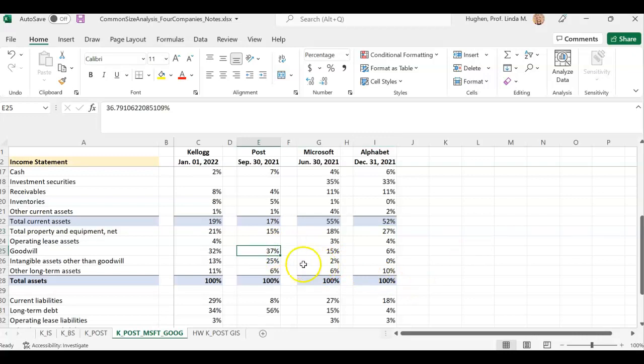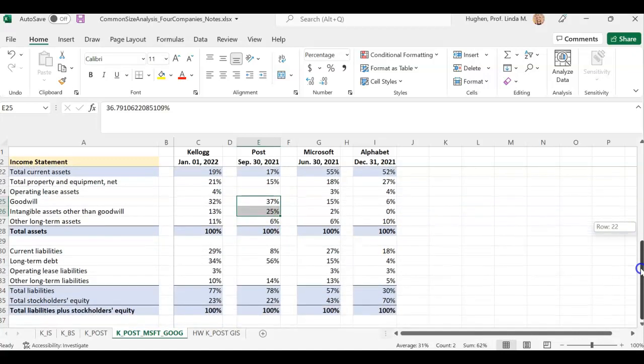And nobody has beat Post's 37% of assets invested in goodwill, and all the way up to 62% of their assets invested in total intangible assets. When it comes to financing, we see that Post has the most long-term debt, and Post also has the most total liabilities, followed closely by Kellogg. Unsurprisingly, Post has the lowest percentage of stockholders' equity, and we see that Alphabet is using the most equity to finance its business.